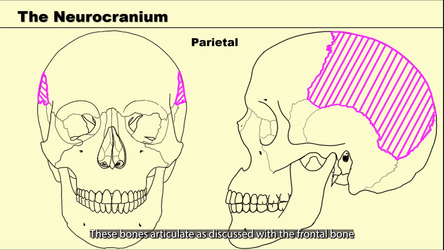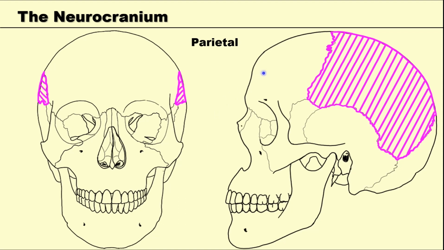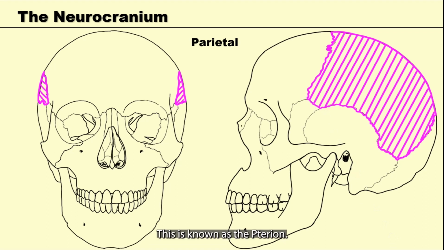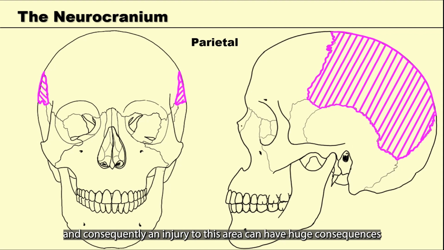These bones articulate, as discussed, with the frontal bone, but they also articulate posteriorly with the occipital bone. Laterally, they meet with the sphenoid and the temporal bones. Where the sphenoid, temporal and parietal bones join is the weakest part of the skull. This is known as the pterion. Just under this runs the middle cerebral artery, and consequently an injury to this area can have huge consequences in the form of a subarachnoid hemorrhage.